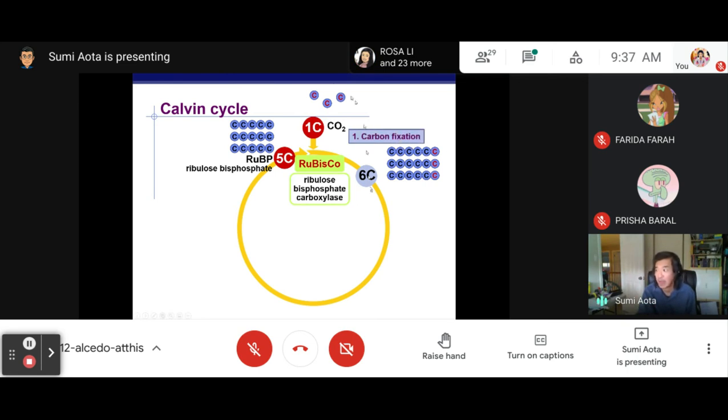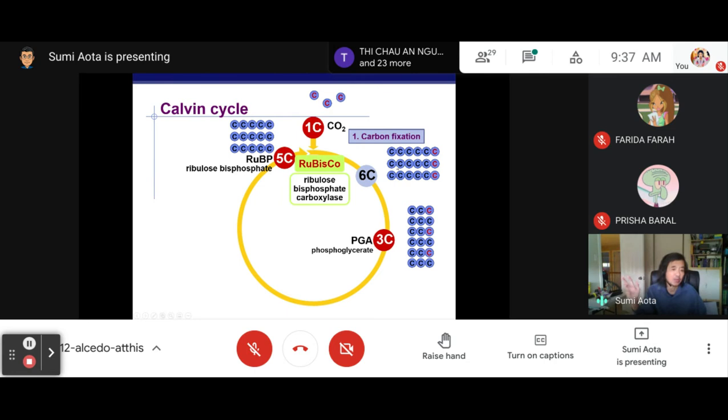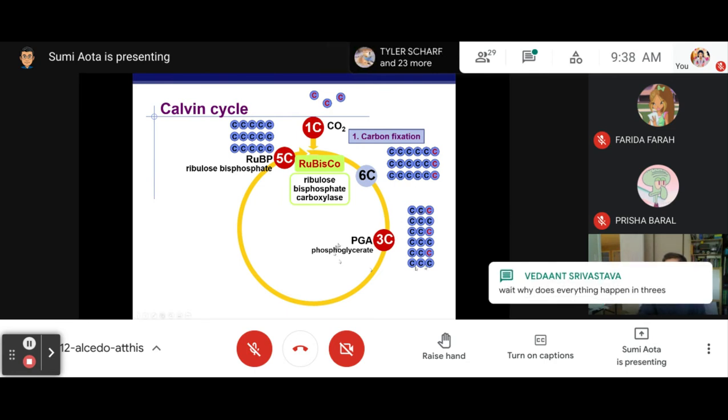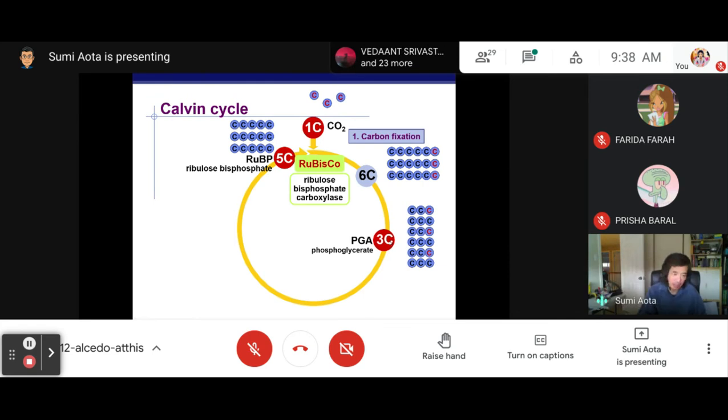So this step, where the carbon dioxide is attached to the RUBP, is carbon fixation, stage 1. The 6-carbon molecule, because it's so unstable, doesn't even get a name. It is going to break into 2 3-carbon molecules, and this 3-carbon molecule is called phosphoglycerate, PGA.